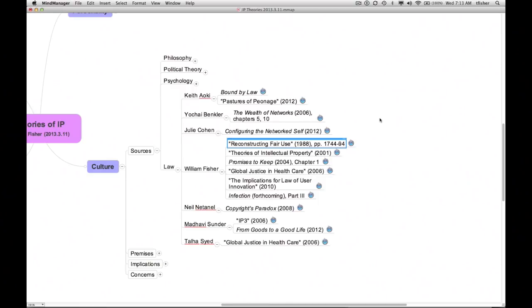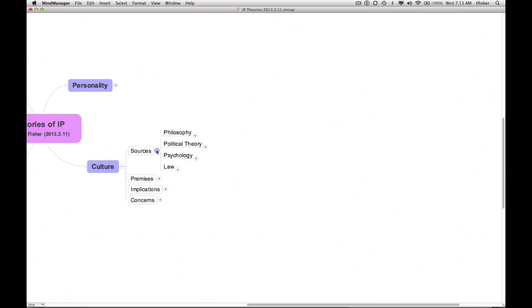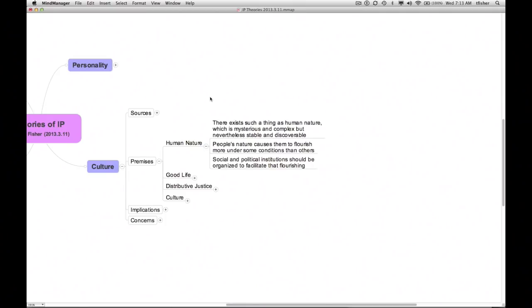During the remainder of this lecture, I will focus on my own particular variant of cultural theory. These other scholars are, as I say, pursuing analogous projects, but likely none would agree with all aspects of my argument. The most fundamental of the premises upon which the argument is based is the proposition that there exists such a thing as human nature. It's hard to discern, but real and stable. Because of their nature, people flourish under some conditions and suffer or atrophy under others.